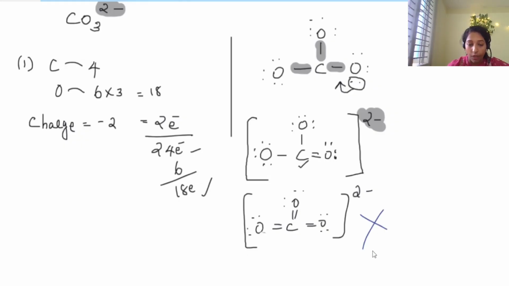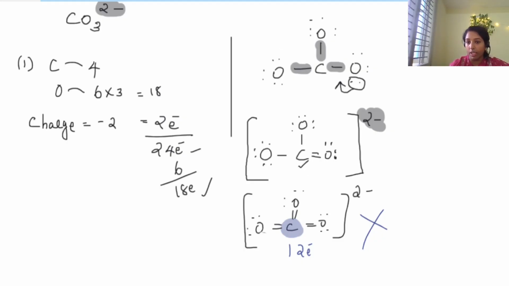This is wrong. Why? Because see the carbon. Now, surrounding carbon, how many electrons are there? 2, 4, 6, 8, 10, 12 electrons. Carbon is a second period element. Carbon can't accommodate more than 8 electrons. The expanded octet is not there in the case of carbon, so this is not possible. If it's sulfur, then yes, SO3 2 minus, definitely it's possible. Okay, so that's how we need to write with a polyatomic ion.